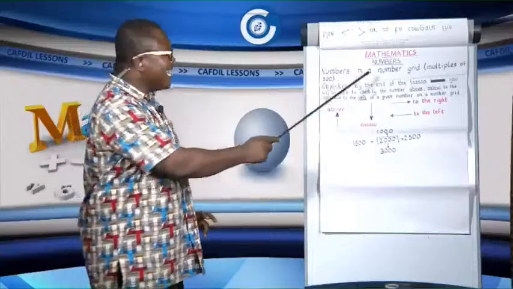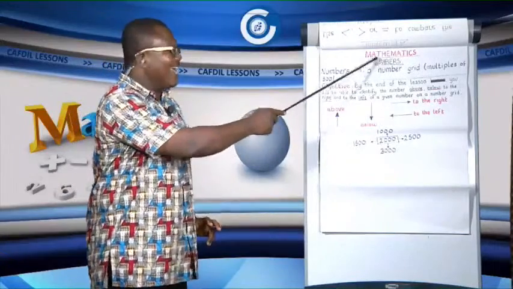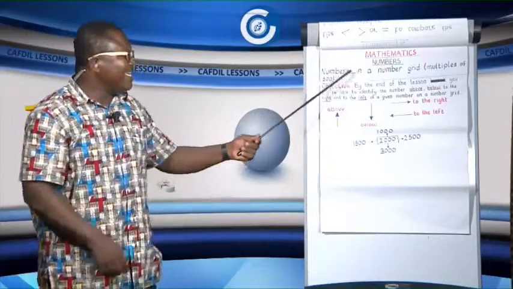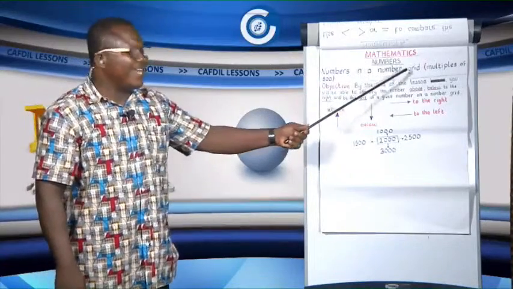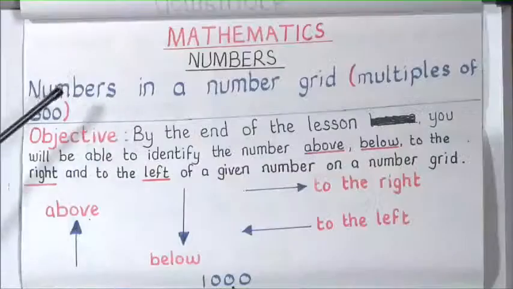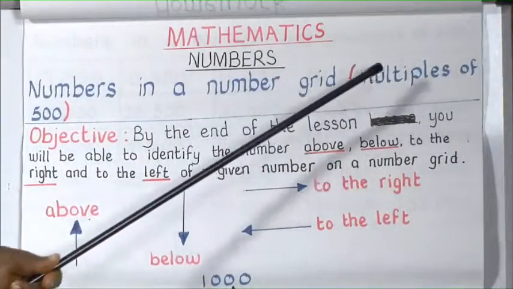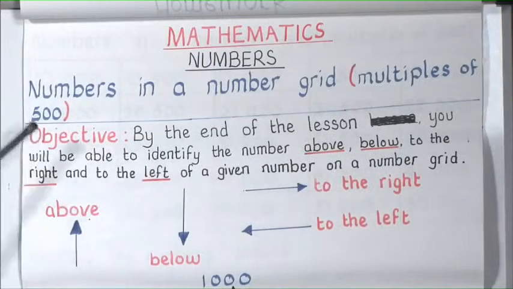So today we are going to look at numbers. And under numbers, we want to look at numbers in a number grid. Numbers in a number grid. And here we are looking at multiples of 500.